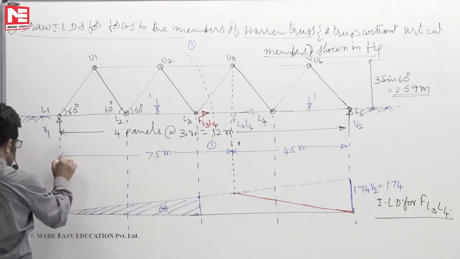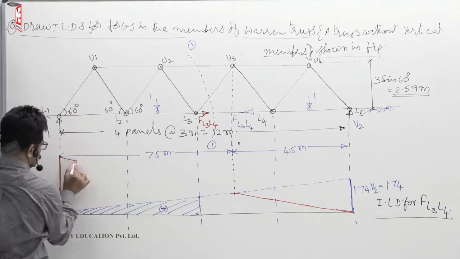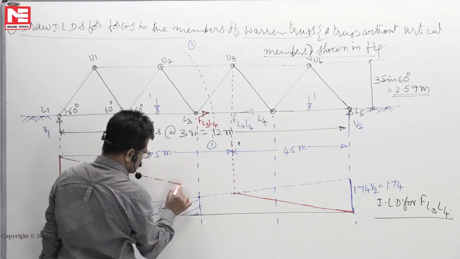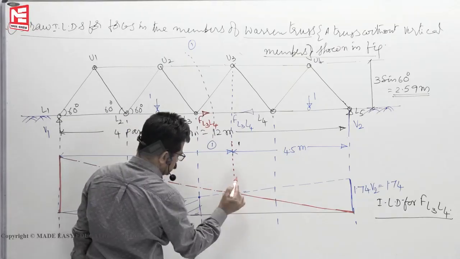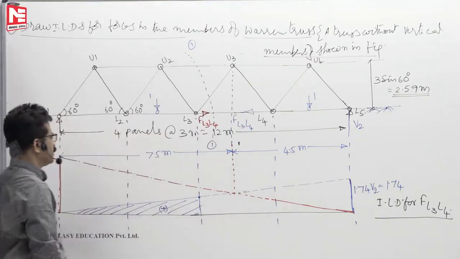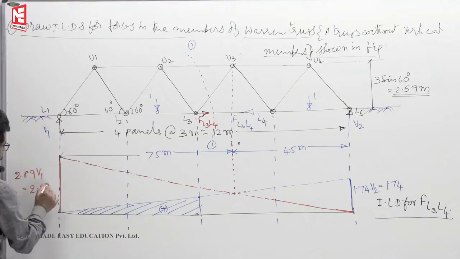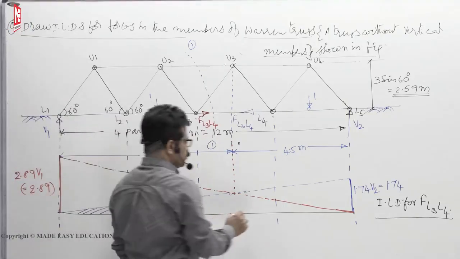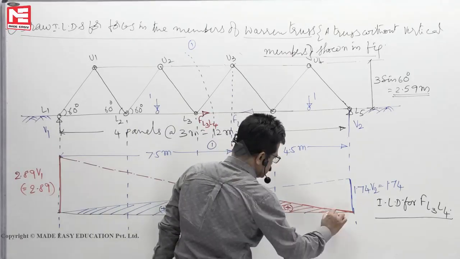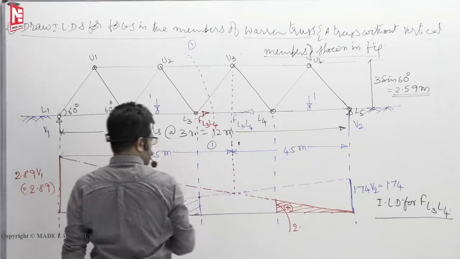This is now 2.89, so the extended line will go something like this. They will intersect somewhere here. This is 2.89 V1, nothing but 2.89. So it is valid only up to here. This is also positive. See, 2.89 by 4: for 4 panels it is 2.89.